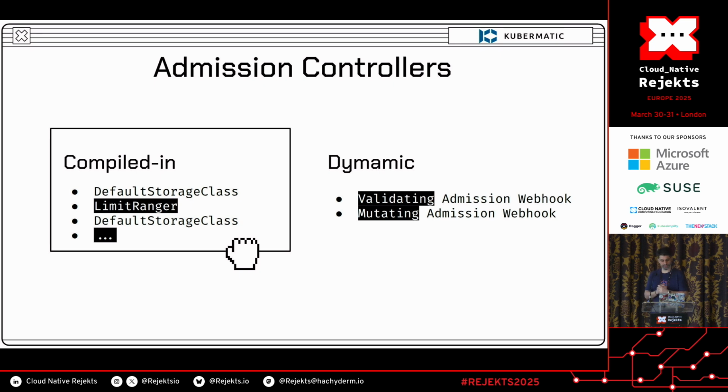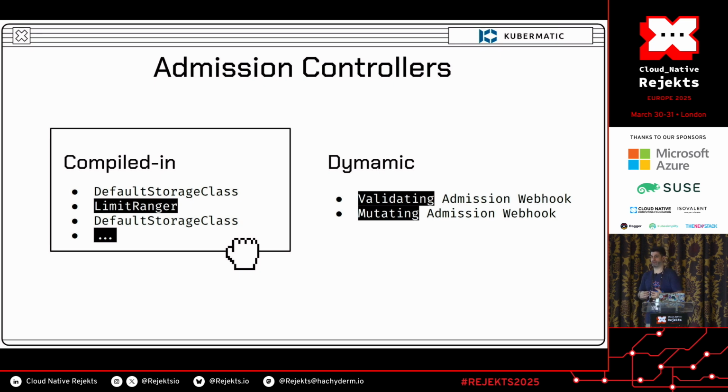For admission controllers, Kubernetes already provides some compiled-in ones, like default storage class or limit ranger. You can say that there must be a default storage class in this cluster, or you can put limit ranges per namespace, etc. And the other part, where you can make different decisions for your cluster, is the dynamic admission controllers.